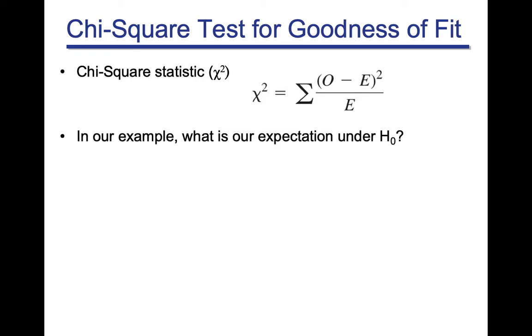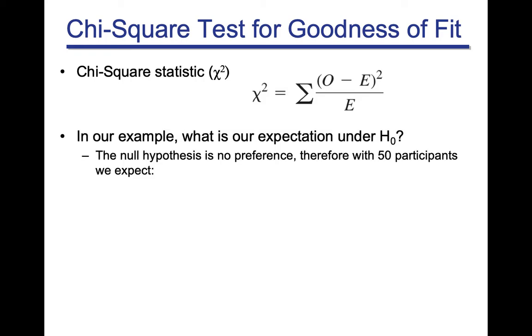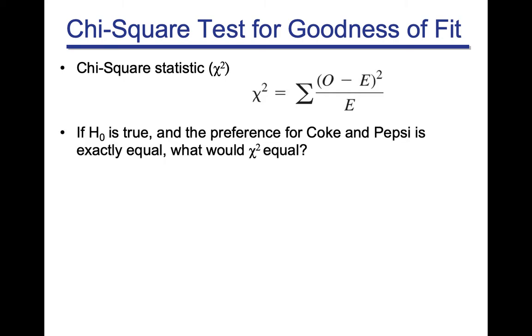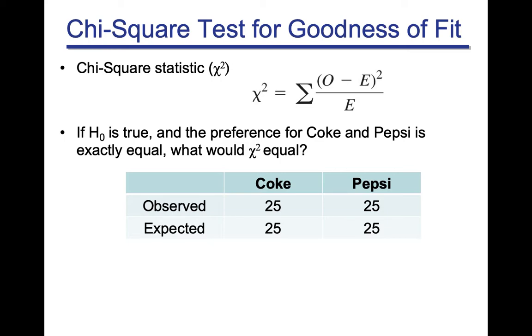So in our example, what's our expectation under the null hypothesis? If the null hypothesis is no preference with 50 participants, we're going to expect 25 to select Coke and 25 to prefer Pepsi. That is our expectation under the null hypothesis. So if the null hypothesis is true and the preference for Coke and Pepsi is exactly equal, what would chi-squared equal? I think it's illustrative of how the statistic works to take this example.